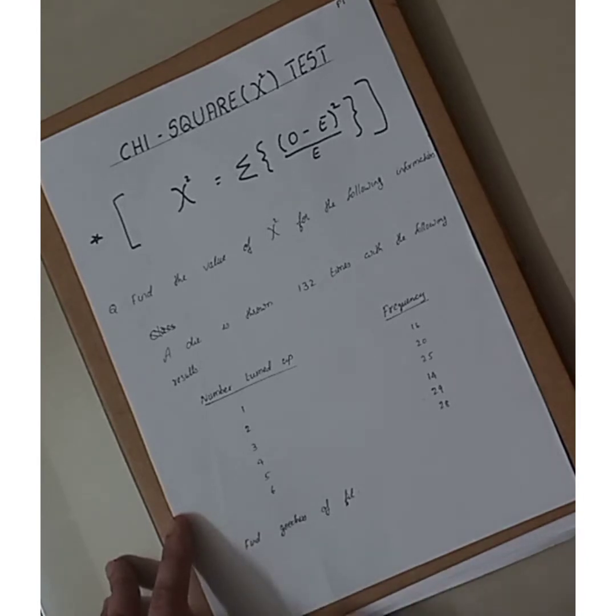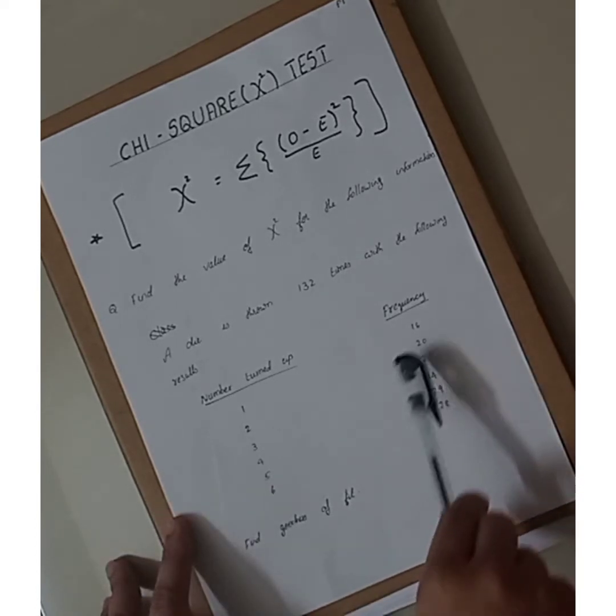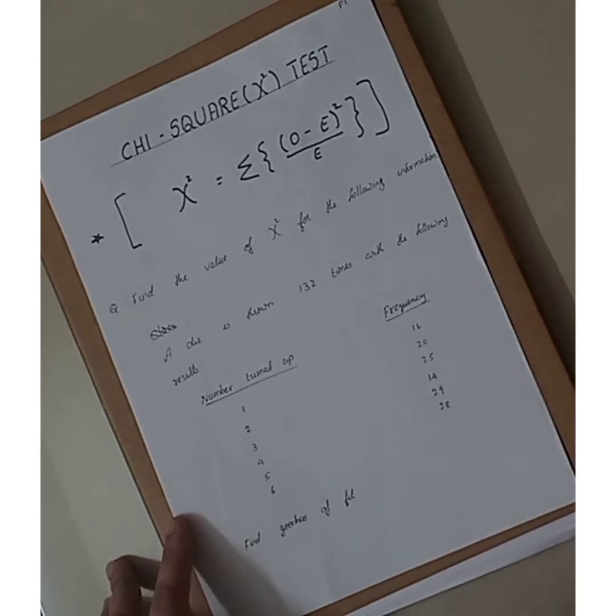But when you are writing the alternate hypothesis, you need to write that there does not exist any goodness of fit. So the first step is to formulate the null hypothesis and the alternate hypothesis. In this particular question, only the observed frequency is given. Expected frequency is not given. But we can find it out. How will we find it out?